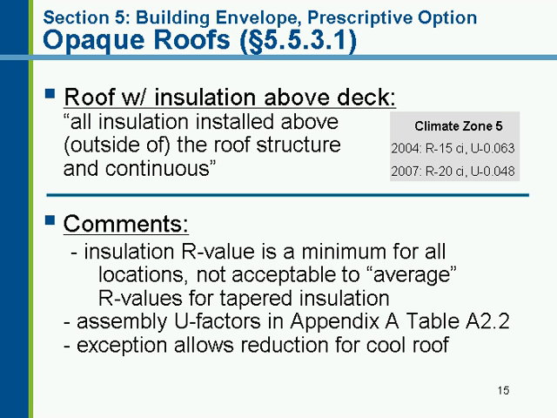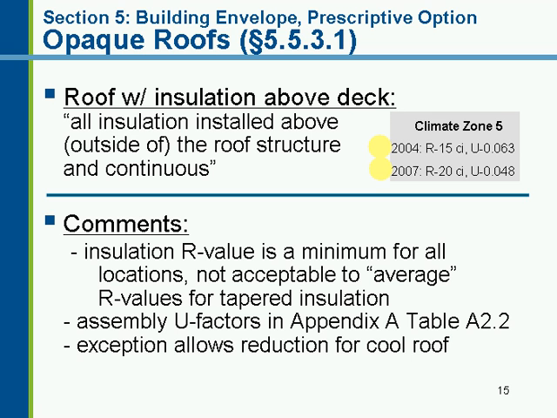Now if you look over to the right, you see for Climate Zone 5 in 2004, it requires R15 CI. And CI means continuous insulation, and that's the minimum, or the U-Factor 0.063, and that is the maximum. And you see for 2007 that value is going to increase to R20 continuous insulation minimum with a maximum U-Factor of 0.48.